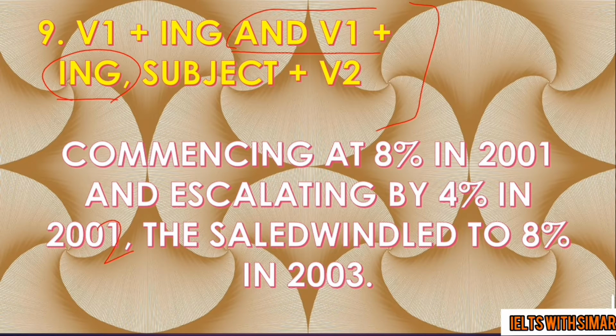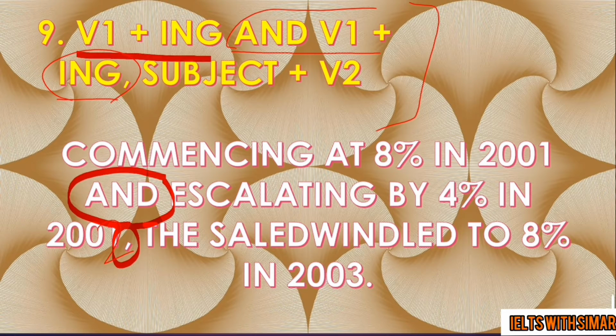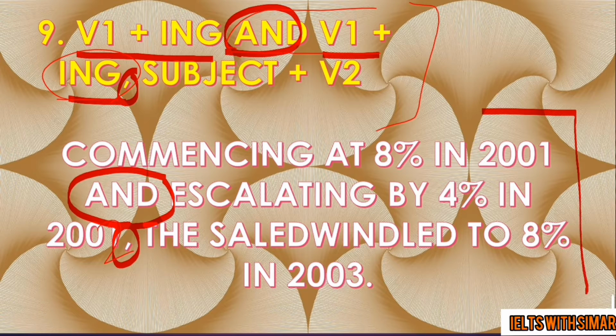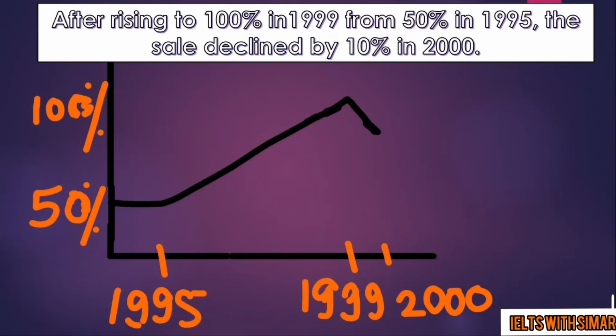Before using this structure, please focus on where we place and and where we place the comma. When we use the first form of the verb plus ing, here we use and, then the first form of the verb plus ing. Afterwards, we use a comma. You can use the structure, it's very easy and effective. So first of all, look at the graph. Here is the percentage of sale, and these are the years. Now first of all, read the example here.